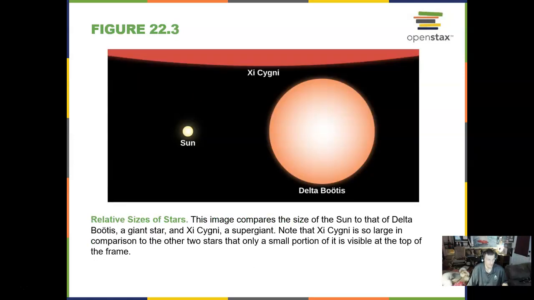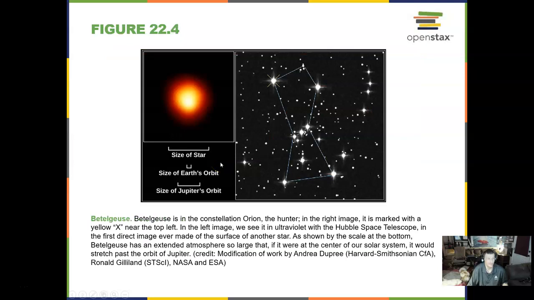Here are some relative sizes of stars. You can see the Sun over here to the left, and Delta Bootes and Xi Cygni up here. Very big stars. Betelgeuse is a red supergiant. You can see it outside in late fall, winter, and early spring. Rigel is in the top left-hand corner of the shoulder, a very big star, but cool, low in temperature.